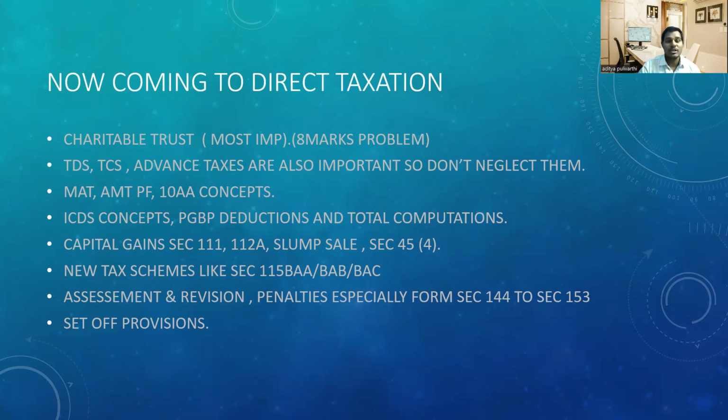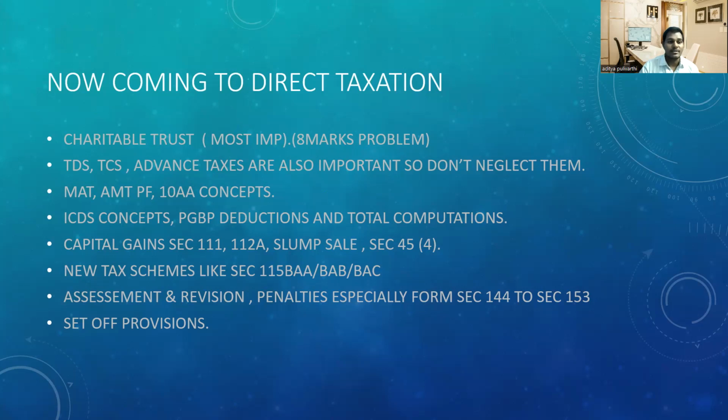First one, the charitable trust. Most of the students are going to leave this chapter, but it is the most important chapter in the CA final examination. From the past 3 examination papers, the charitable trust question has compulsorily come in the examinations. Next, TDS, TCS, advance tax are also important. Some students leave this chapter because it is long, but questions are coming from TDS, TCS and advance tax also. So focus on this also.